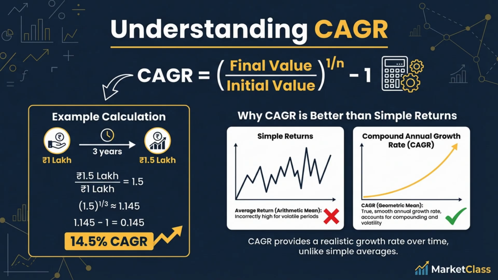Here's another example. Investment A doubled in 7 years. Investment B grew 150% in 10 years. Which is better? Investment A has a CAGR of about 10.4%. Investment B has a CAGR of about 9.6%. A is better. Always compare investments using CAGR.